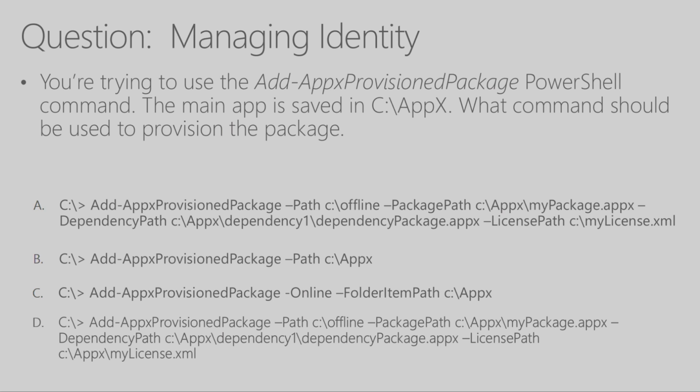A, you know, there it is. I'm not going to read the whole thing. B, Add-ProvisionedPackage -Path C:\appx. C, Add-ProvisionedPackage -Online -FolderItem -Path appx. And D. How many people think it's A? B? Appx, okay. And how many people think it's C? Okay, and D, how many people think it's D?